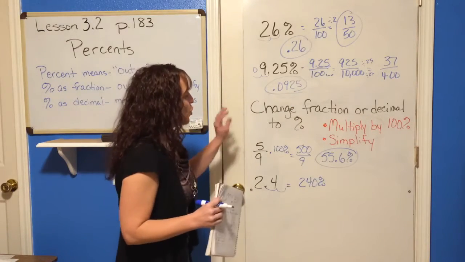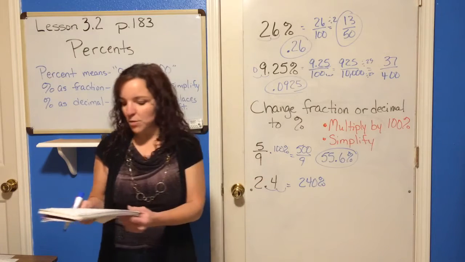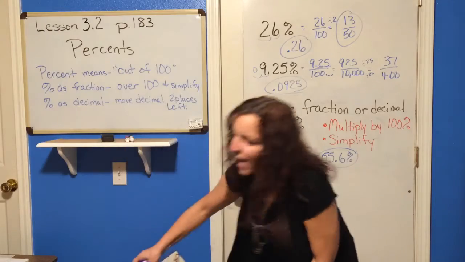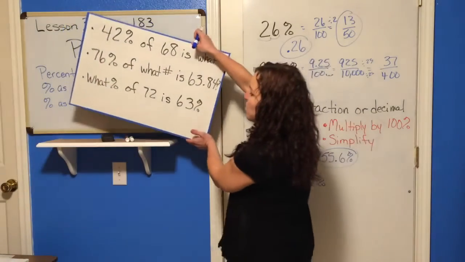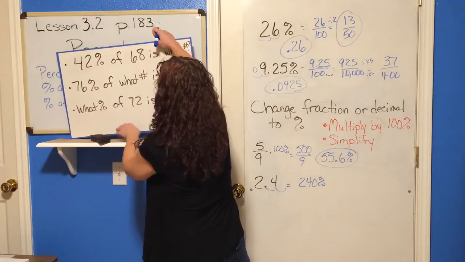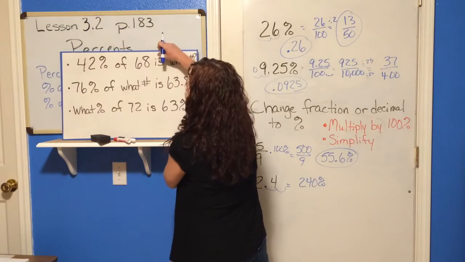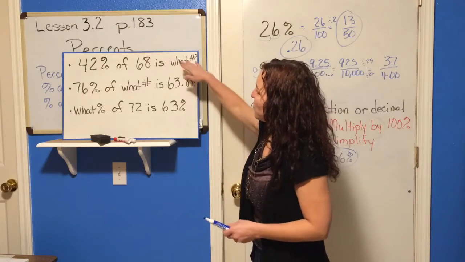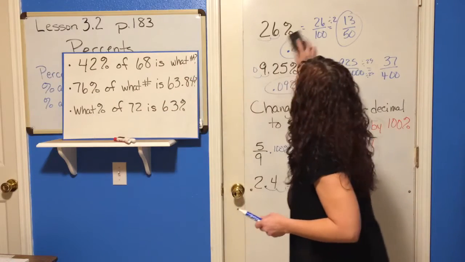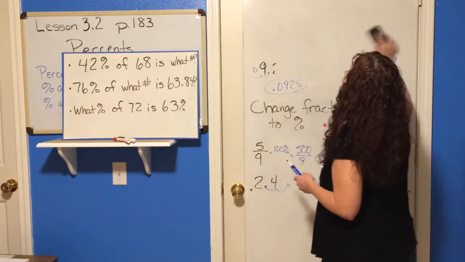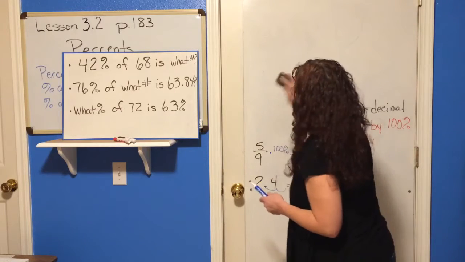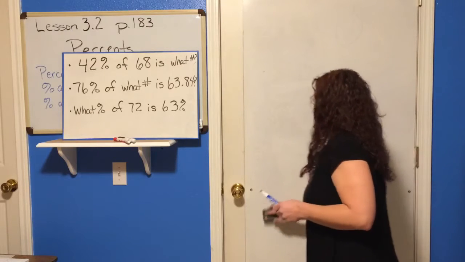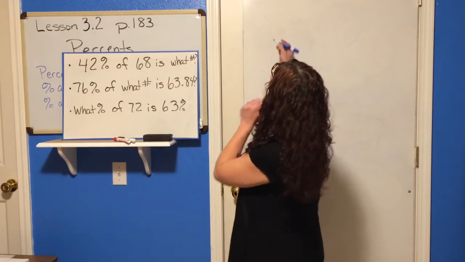All right. You can use these percents in sentences, in percent sentences. And the way we're going to solve those is simply by translating word by word by word into equations and then solving them. So if we say 42% of 68 is what number, we're simply going to translate word by word, and we're going to say 42%, so 42%.